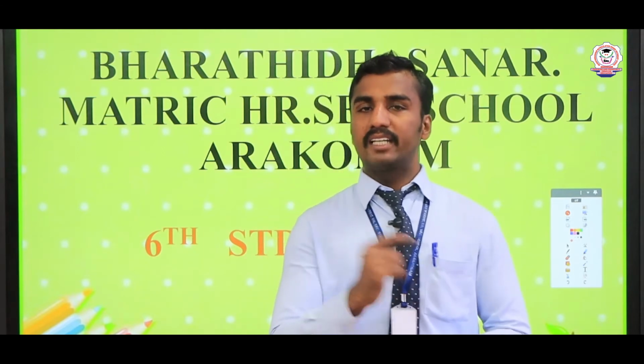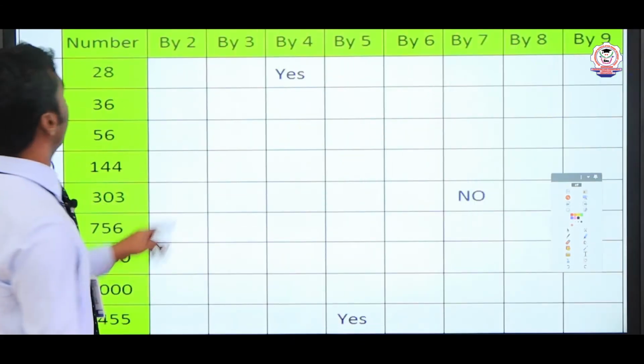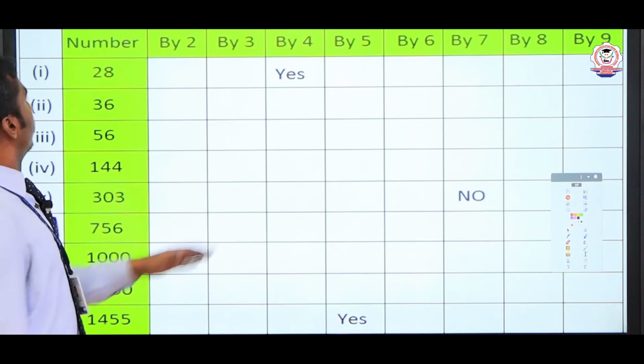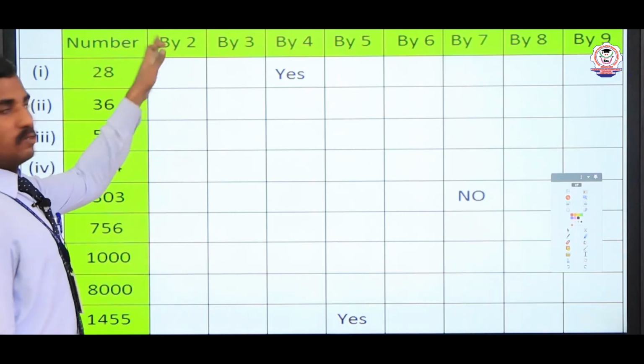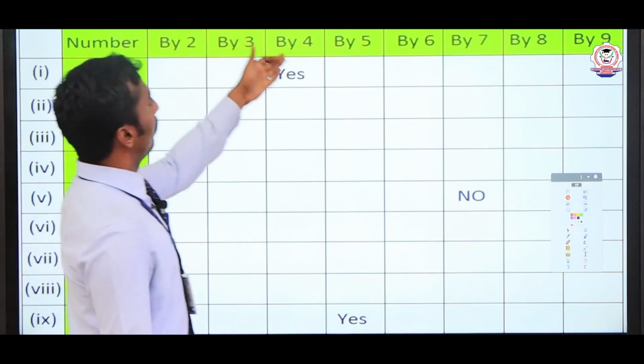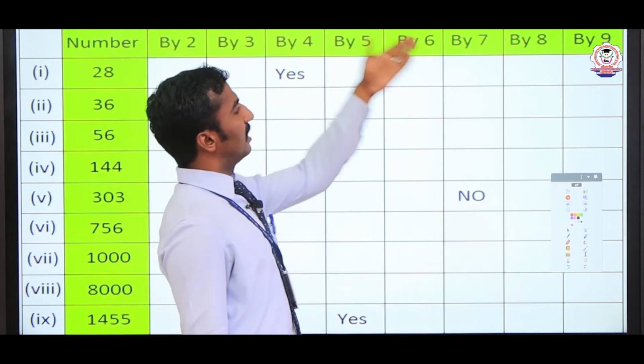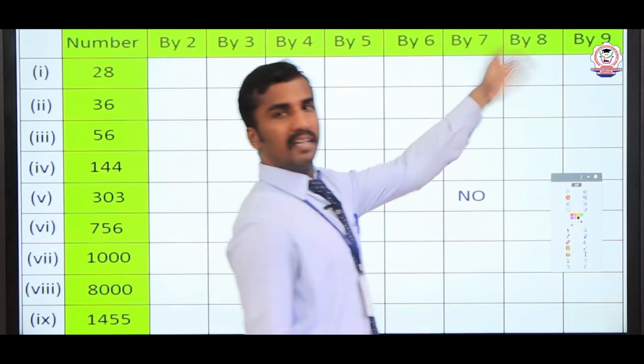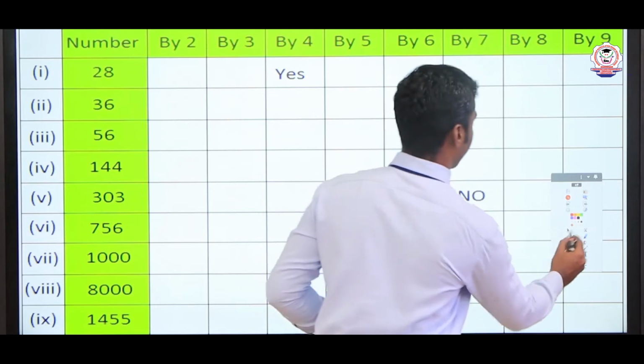So let us see one activity. Listen. The first one is the divisibility rules or test. Check whether the number is divisible by 2, 3, 4, 5, 6, 7, 8 and 9.